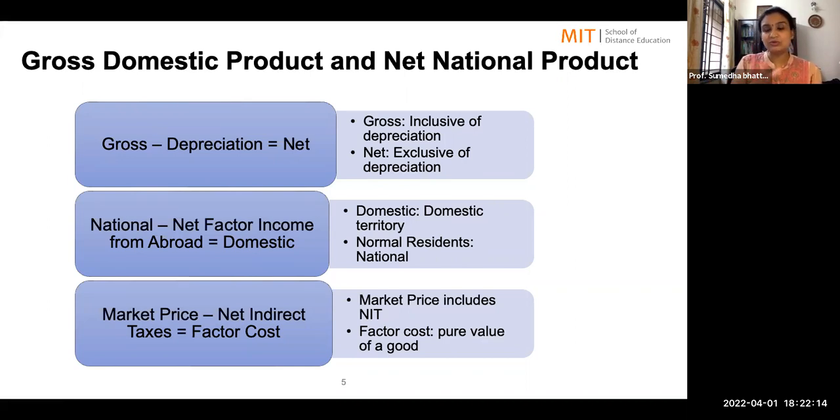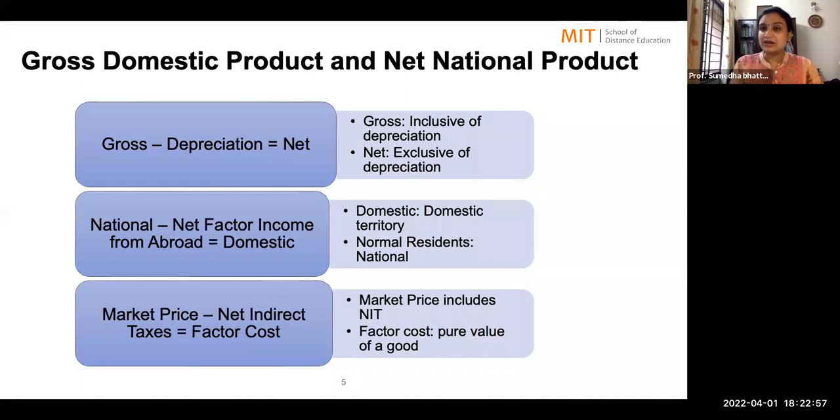Now, next we move to domestic product, and here we have national product. When we look at gross domestic product, domestic means all the goods and services being produced within the domestic territory of the country. Domestic territory means the area within the political or geographical frontiers of the country. Whatever goods or income are generated within this frontier, that is domestic. Now, there are certain additions and subtractions we make.